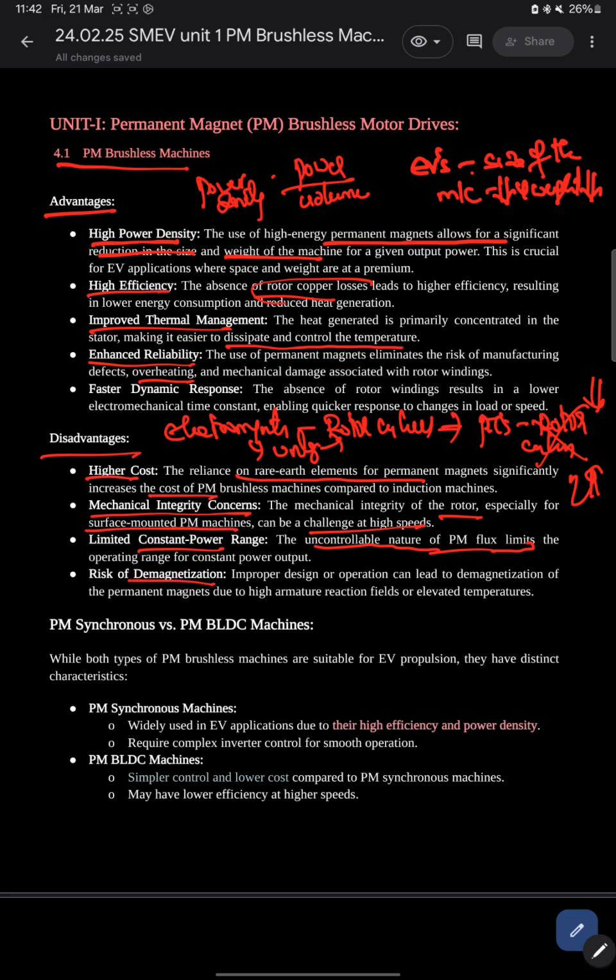And risk of demagnetization: improper design and operation can lead to demagnetization of the permanent magnets due to the armature reaction fields.